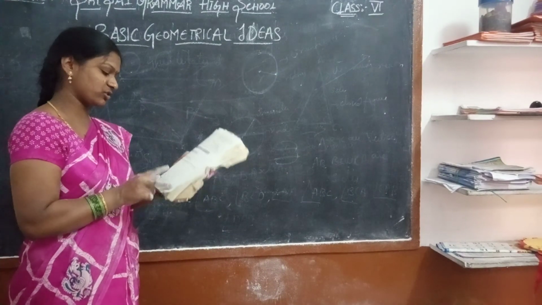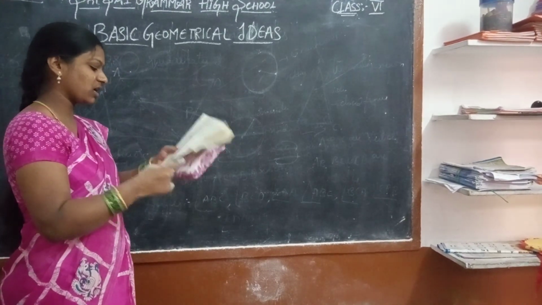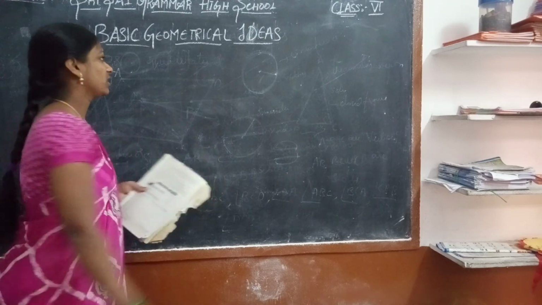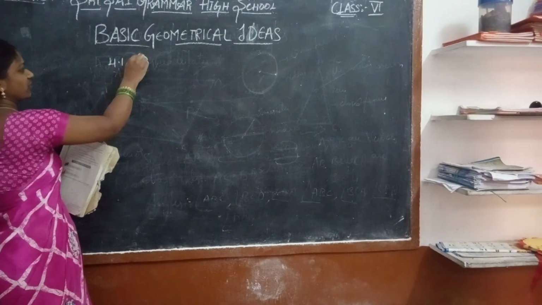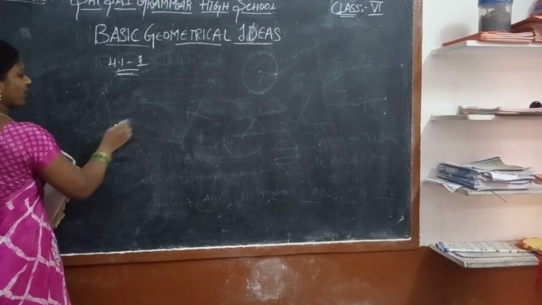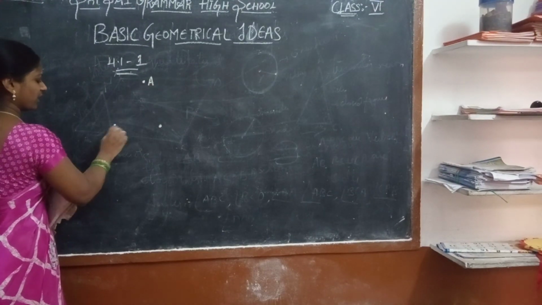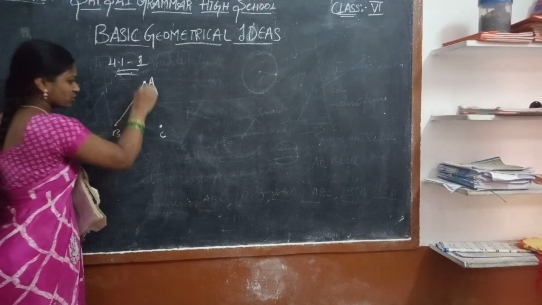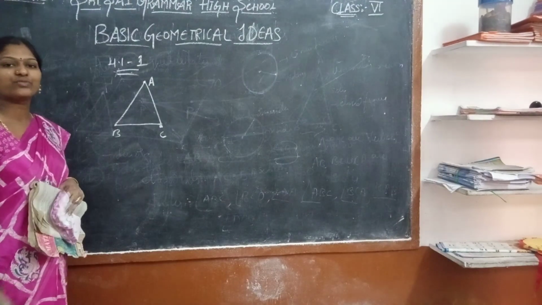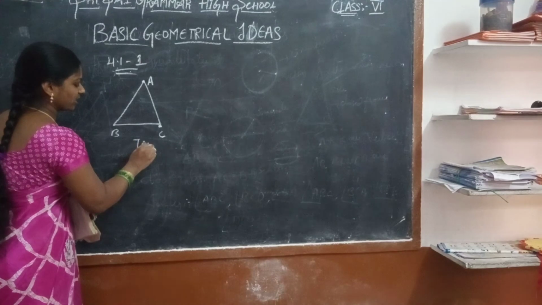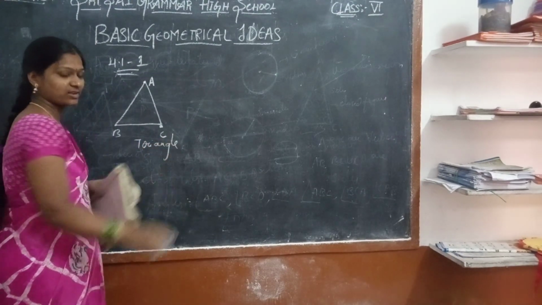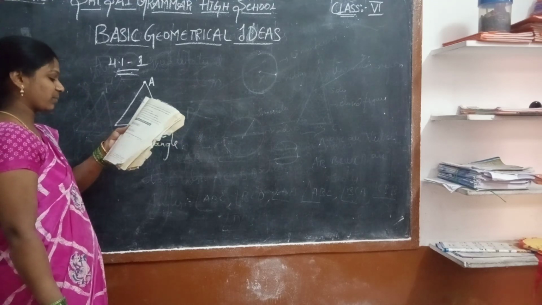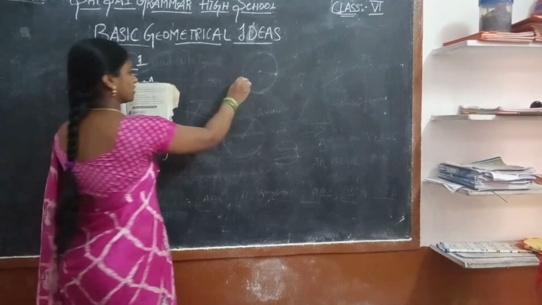Join the points given below, then name the line segments formed in the figure. See, 4.1, the first one. Here 3 points are given: A, B, C. Now they are saying to join the points. Let us join the points. Now what figure is formed? It is a triangle. Now, the line segments formed in the figure are the sides of the triangle. Now, here also it is given.